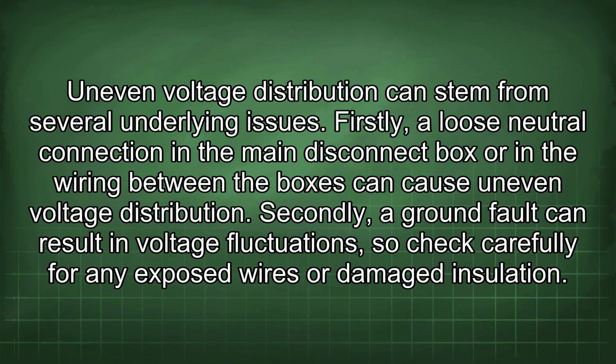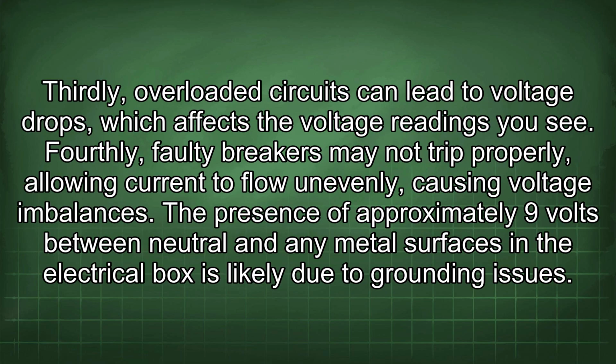Uneven voltage distribution can stem from several underlying issues. Firstly, a loose neutral connection in the main disconnect box or in the wiring between the boxes can cause uneven voltage distribution. Secondly, a ground fault can result in voltage fluctuations, so check carefully for any exposed wires or damaged insulation. Thirdly, overloaded circuits can lead to voltage drops, which affects the voltage readings you see.